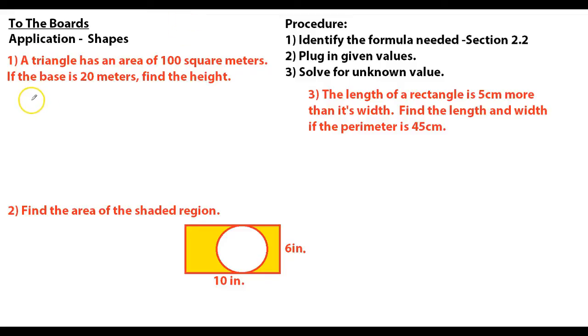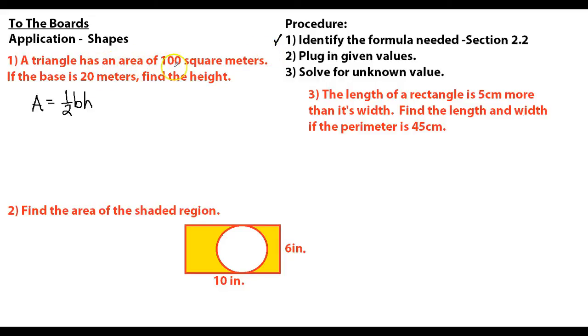Okay, here we go. We've got a triangle that has an area. Oh my goodness. Area of a triangle. Now you might not have that memorized, and so you might have to go to section 2.2 and find it. Once you find that, you're going to find out that the area of a triangle is 1/2 times the base times the height. So that's the first thing you got to do. Identify the formula.